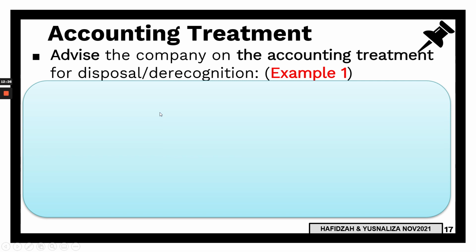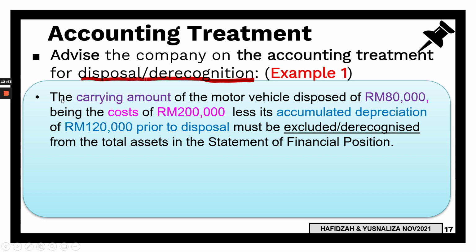Next, you are to advise the company on the accounting treatment for disposal or for derecognition. What is the accounting treatment? That accounting treatment should be based on the journal entry that you have just done earlier. The first thing is for you to mention what you have done to the costs. Number 1, that is the carrying amount being disposed. You are going to remove the carrying amount.